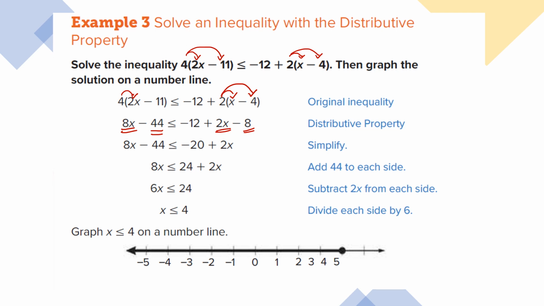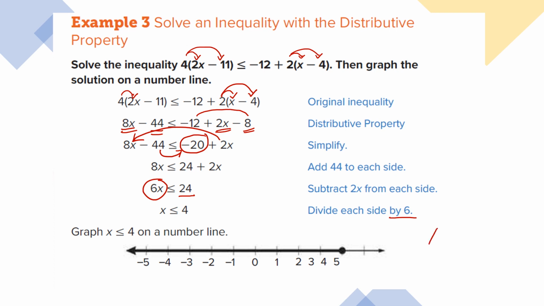Now you are going to combine the like terms, negative 12 and negative 8, to give you negative 20, and then you are going to move the 44 on the other side and 2x on the other side because these are like terms. So 8x minus 2x is 6x, minus 20 plus 44 is 24. Now 6x is less than or equal to 24, so now we are going to use multiplication or division. So I'm going to divide both sides by 6 because when I divide, 6 and 6 cancel to give you x less than or equal to 4.